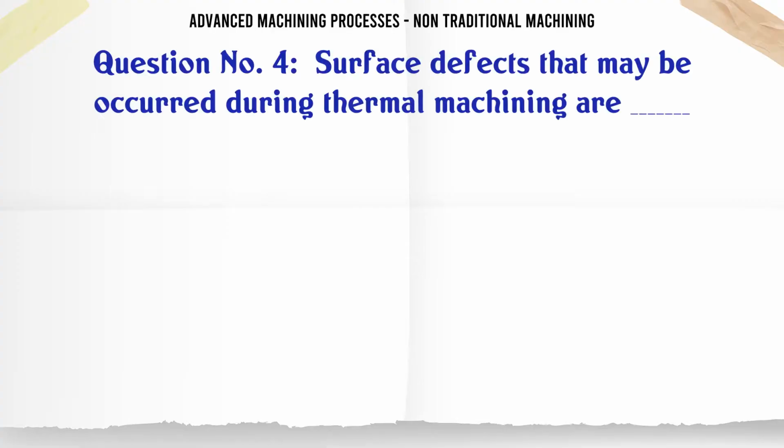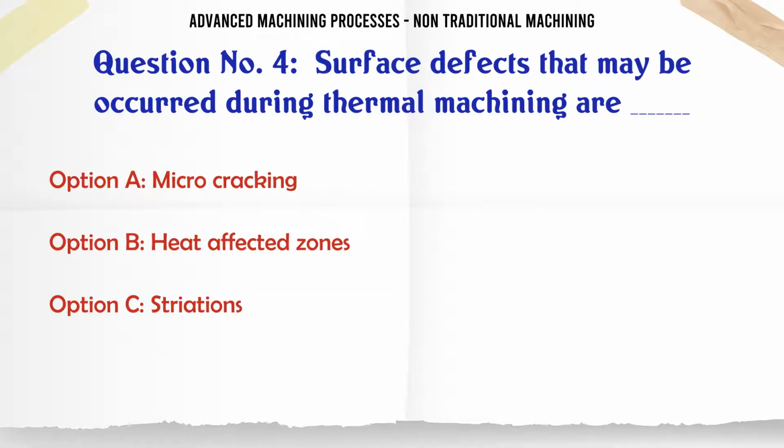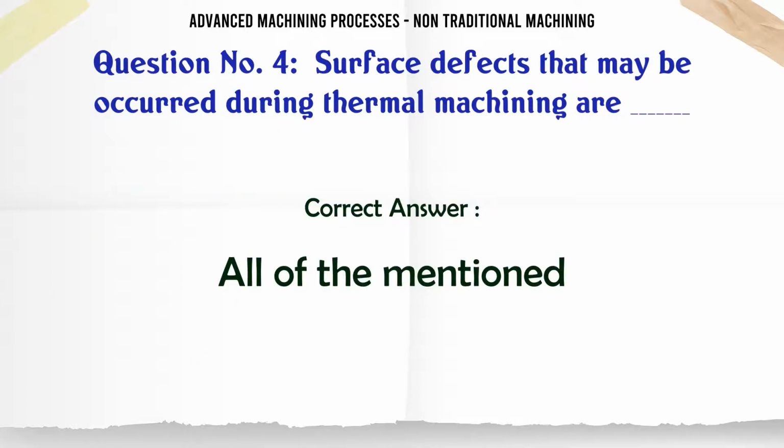Surface defects that may occur during thermal machining are: A. Microcracking, B. Heat-affected zones, C. Striations, D. All of the mentioned. The correct answer is all of the mentioned.